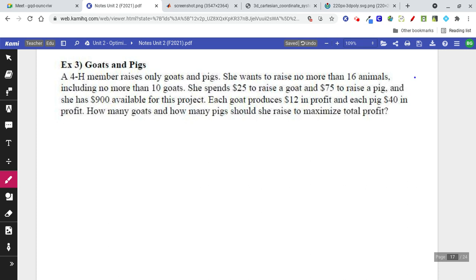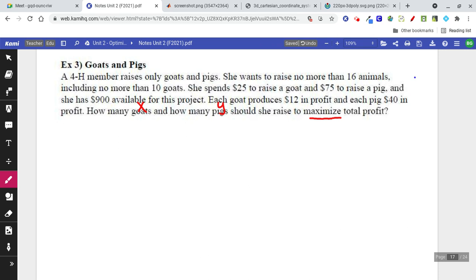Number 3, goats and pigs. Here's another one that we've done before. We've already done this example, and so it's nice to go back and look at the setup, but we're going to do it by simplex method this time. So how many goats and how many pigs? That's X and Y. And we're maximizing total profit.